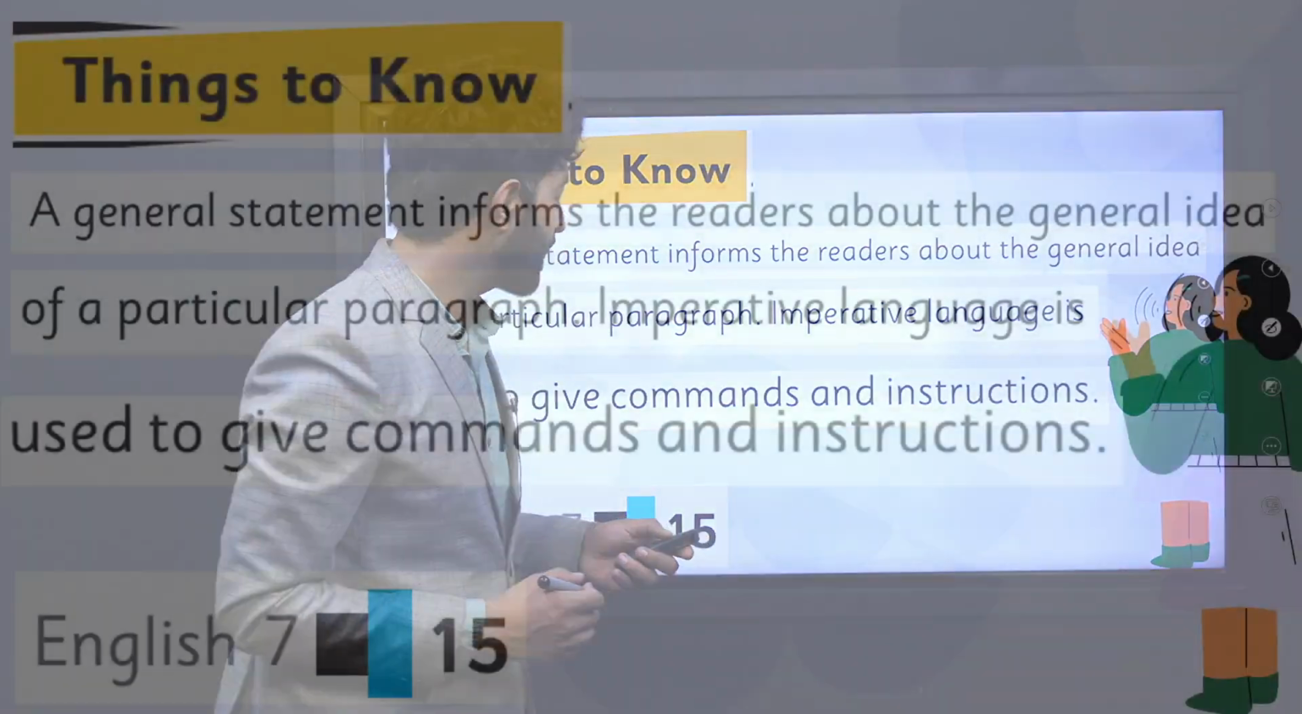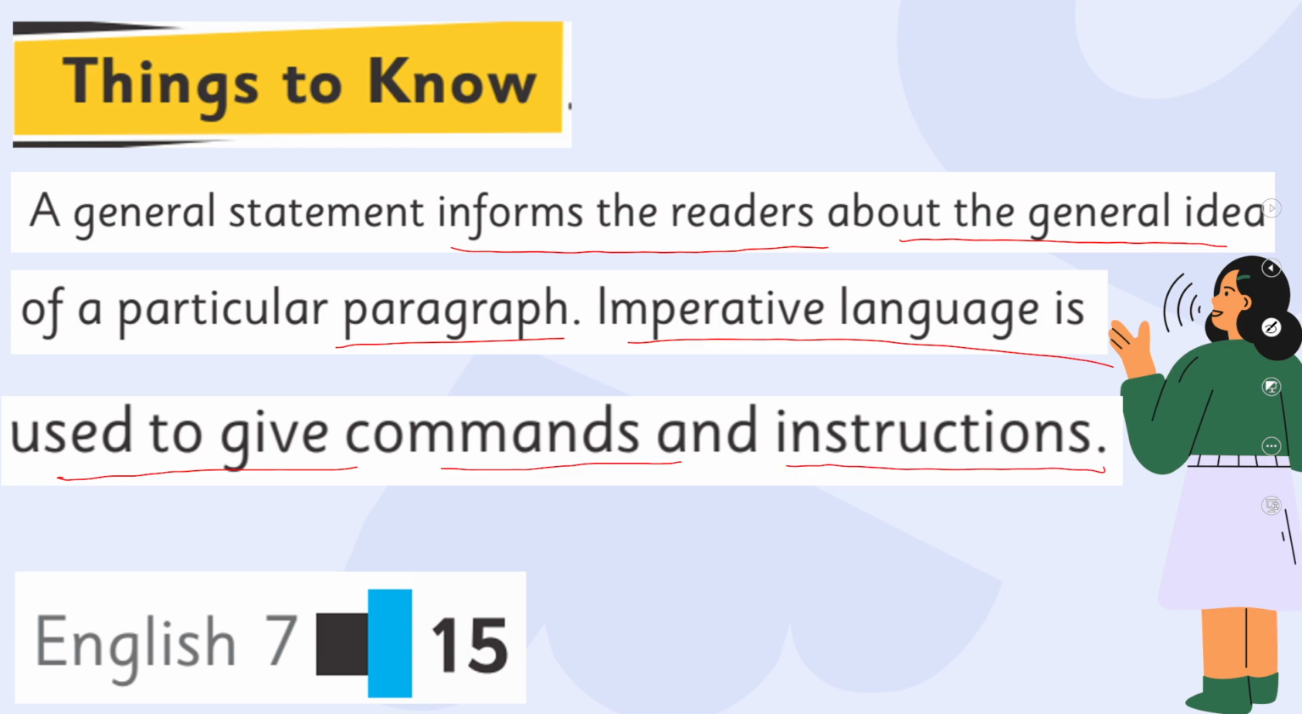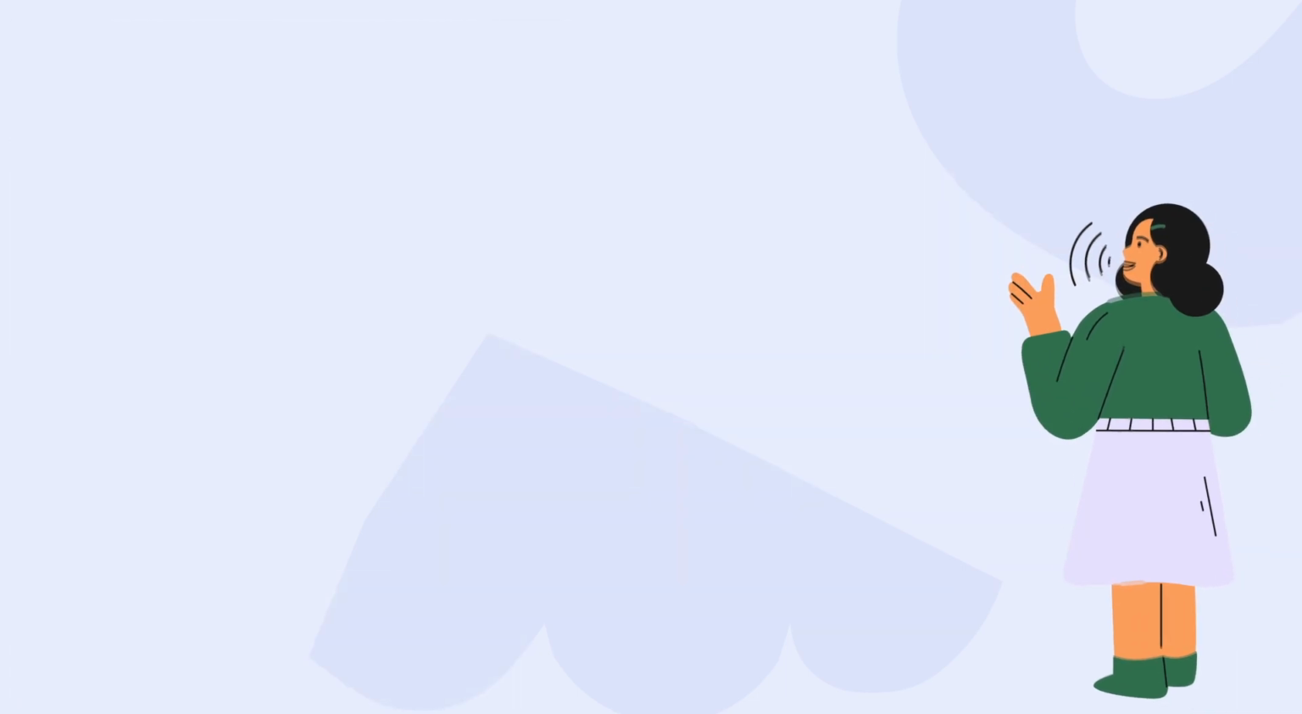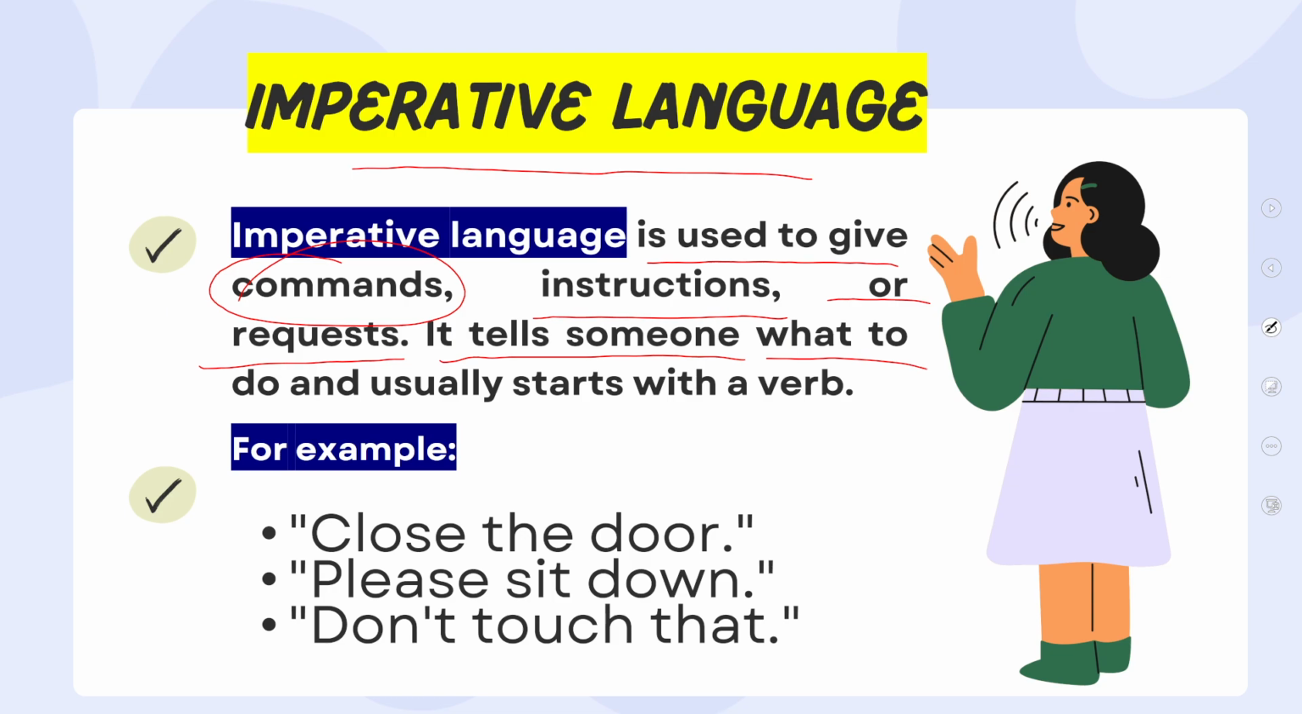Now let's look at page number 15 from your book. Imperative language is used to give commands and instructions. Now we are talking about imperative language, and let's see what we have. It is used for commands, instructions or requests. It tells someone what to do and usually starts with a verb.